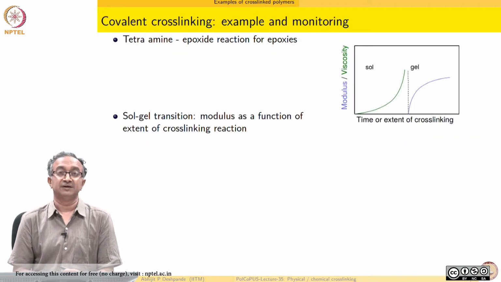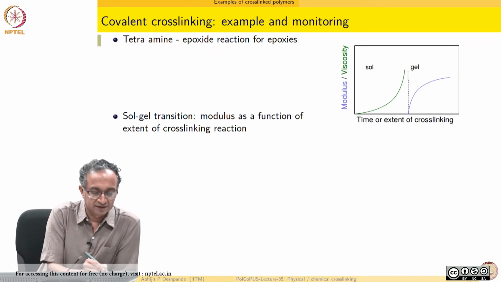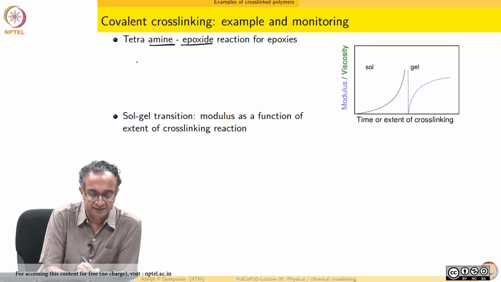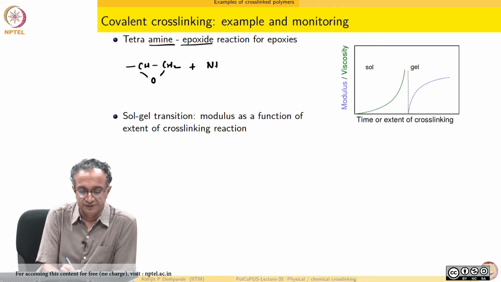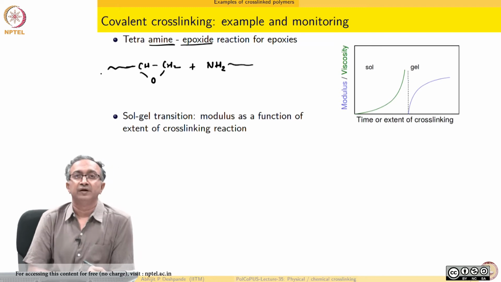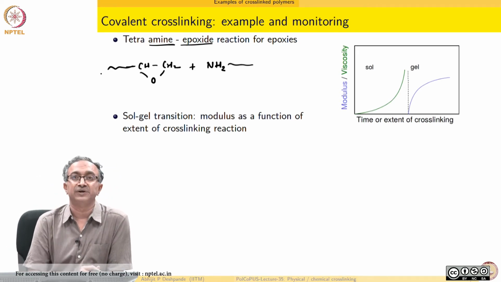So let's look at the covalent cross-linking and one example of it. And so here, for example, we can look at an epoxide and an amine reaction. This is the epoxide linkage, and this can react with amine.